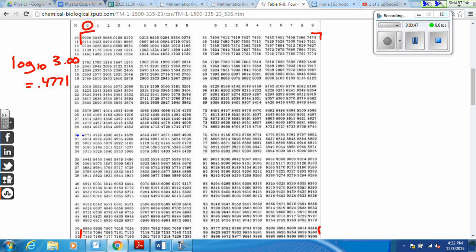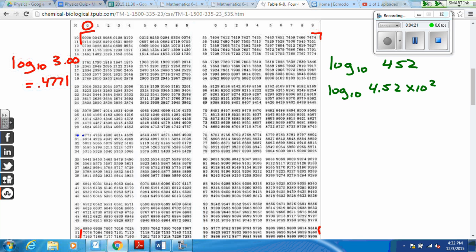You say, okay, well, what if I wanted the log of a number that was bigger than 9? How would I do that? Well, let's say I wanted the log base 10 of 452. To get the log base 10 of 452, I would do a quick scientific notation rewrite. 452 is the same as 4.52 times 10 to the 2.